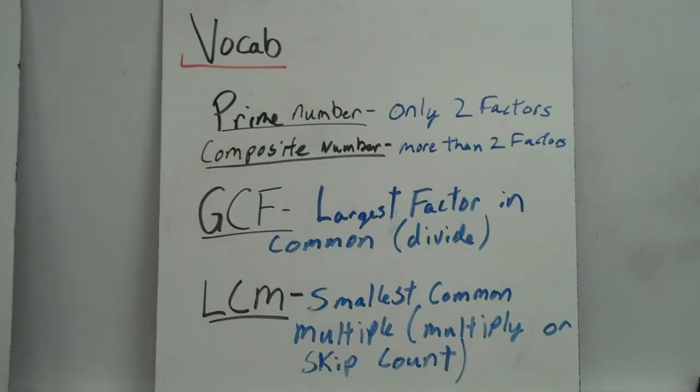We then have the GCF, which is the largest factor that the numbers or the terms have in common, and we're going to be dividing with that. And then we have the LCM, or the lowest common multiple, and that's where we're going to be multiplying or skip counting. So let's look at an example.